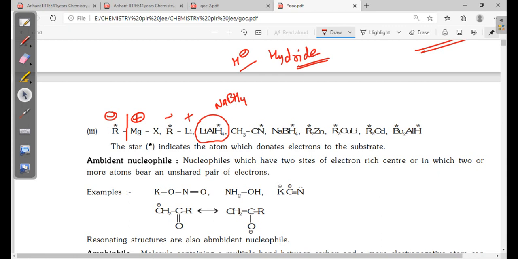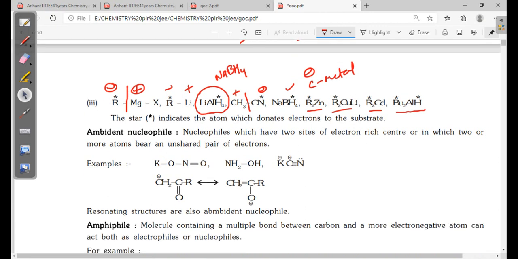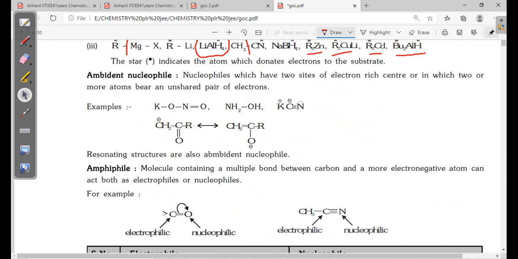Here, CH3 C N minus, negative charge here, positive charge here. Sodium borohydride is like this. When carbon is connected with metals, the carbon gets a negative charge and acts as a nucleophile. You can see R2Cu, R2Zn, R2Cd, cadmium, butyl lithium, and hydrides, where hydrogen is connected with metals. These are the nucleophiles. Now, in nucleophiles, some types are there.